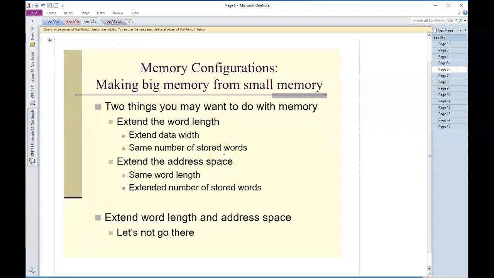So what we're getting into is extending these memories, essentially making bigger memories from smaller memories. So there's 2 things we can do here for these problems. We can extend the data width, or we can extend the address space. Or we can do both. Okay, so we're not going to do both in these problems. What you'll see is extending the data width is absolutely no big deal. Where it gets interesting is extending the address space.